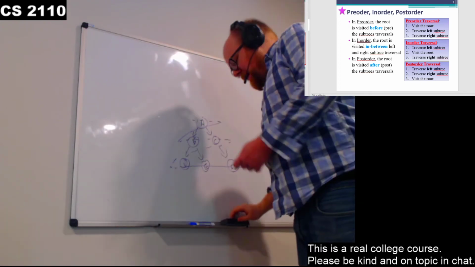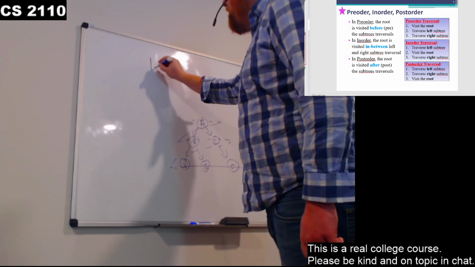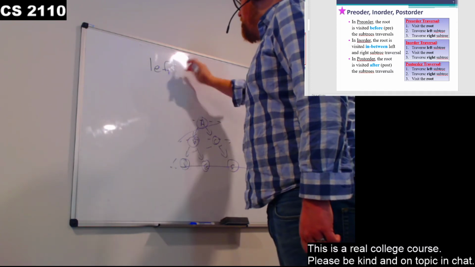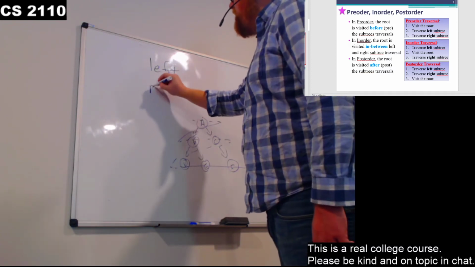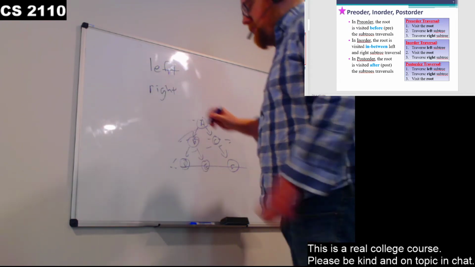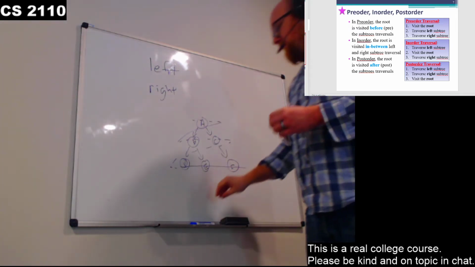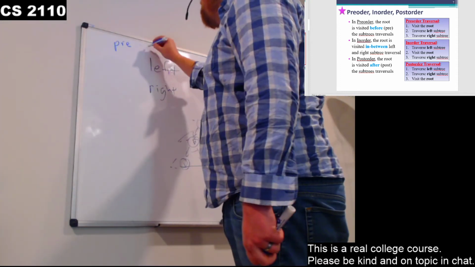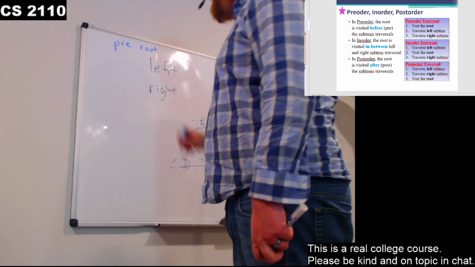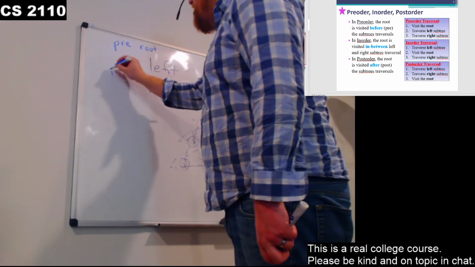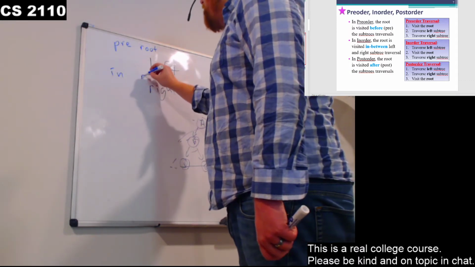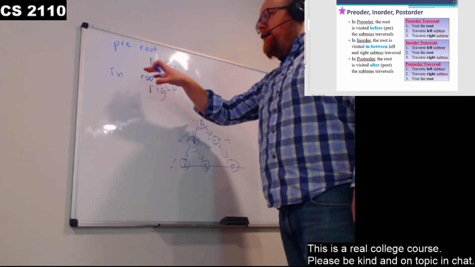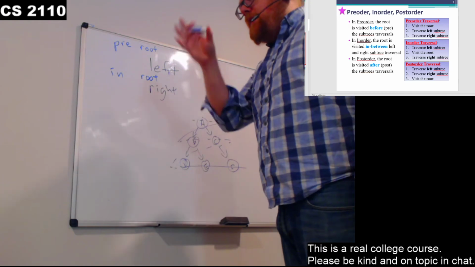We are always going to do the left subtree. Handwriting is hard. And then the right subtree. The difference is, if we're doing a pre-order traversal, we do the root first. If we're doing an in-order traversal, we do the root in between left and right, in being it's inside of left and right. That's kind of the hint.